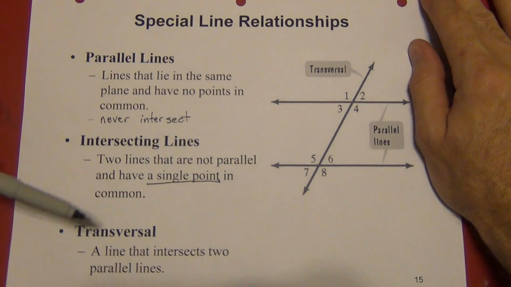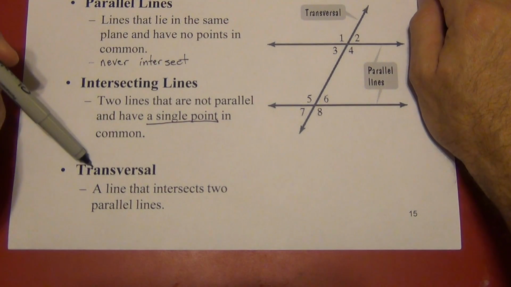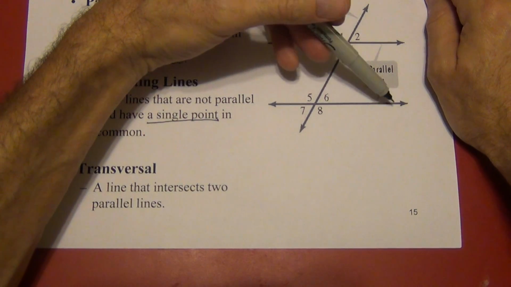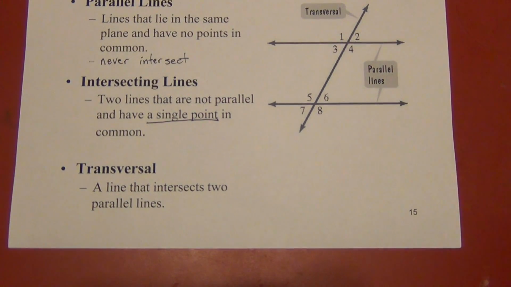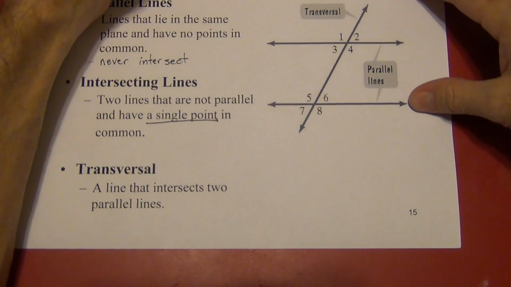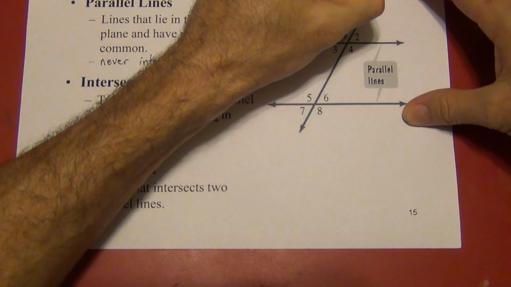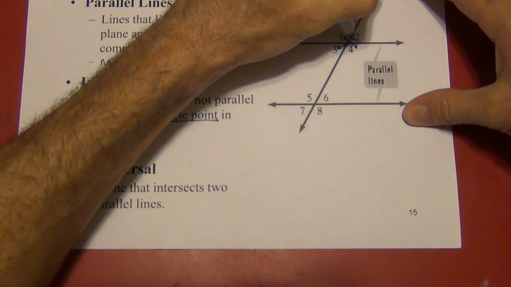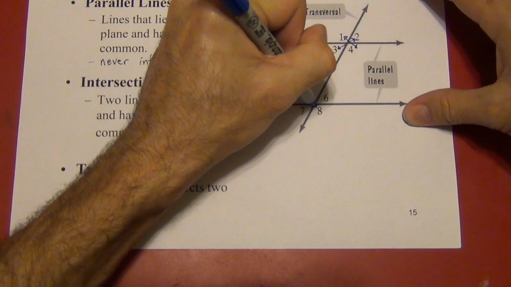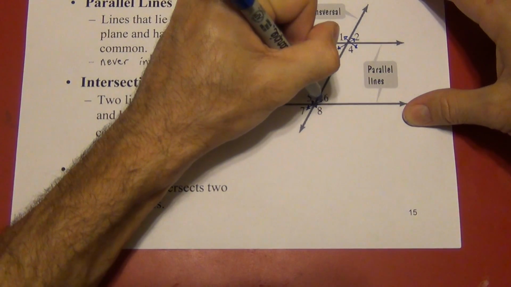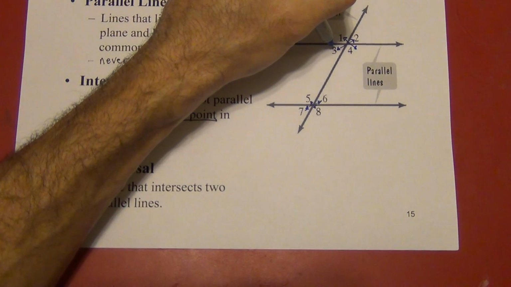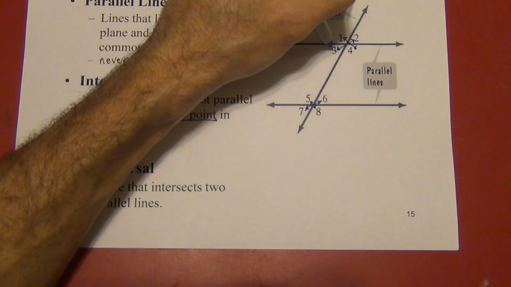And then a transversal is a special type of line. I'm going to scoot this up. A transversal is a special type of line that intersects two parallel lines. So this is my transversal of my parallel lines here. Now you're going to notice something very interesting, right? The transversal creates a whole bunch of vertical angles. 1 and 4 are vertical angles. 2 and 3 are vertical angles. In the same way, 5 and 8 are vertical angles, and 6 and 7 are vertical angles. Now I want you to notice that 1 and 3 are also supplementary.